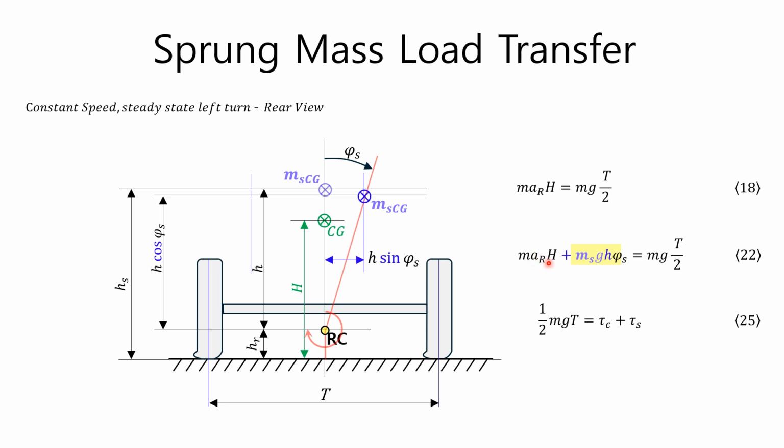Therefore, the lateral acceleration AR calculated by equation 22 is smaller than the lateral acceleration AR calculated by equation 18. What this means is that the lateral acceleration AR calculated by equation 22, which takes into account the vehicle's roll center, is less than the lateral acceleration AR calculated by equation 18, which treats the entire vehicle as a rigid body. The value of the lateral acceleration AR calculated by equation 22 is more accurate.